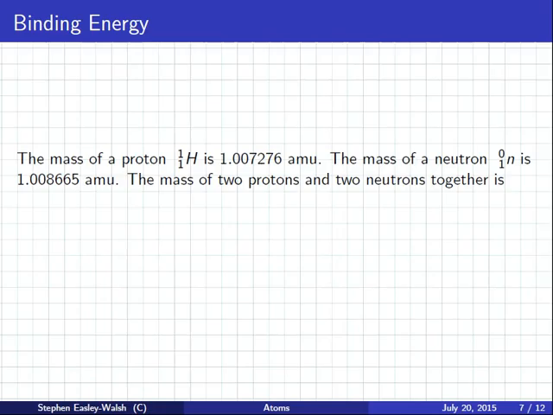So here, the mass of a proton is this much, and the mass of a neutron is this much. So the mass of two protons and two neutrons together, let's work out what it should be. So can you type it in? It should be 2 times 1.007276 plus 2 times 1.008665. So tell me what you get. I want you to type it in as well.